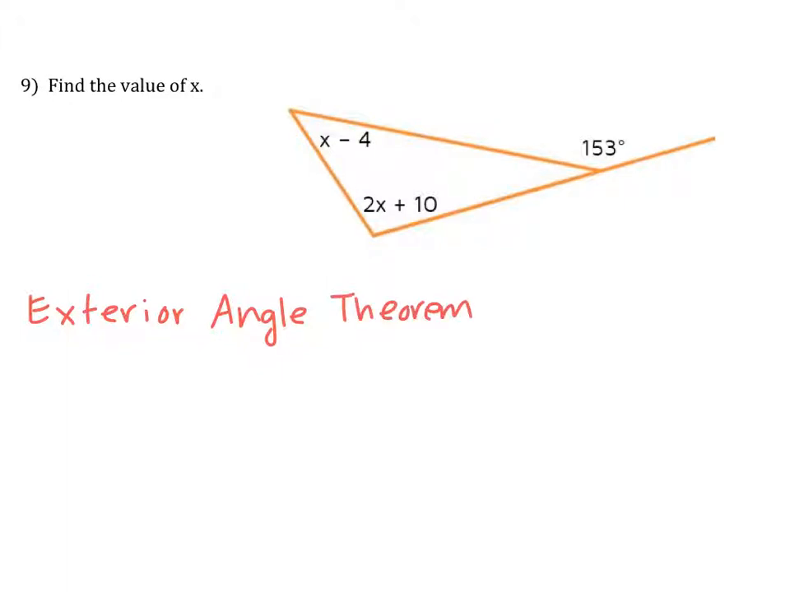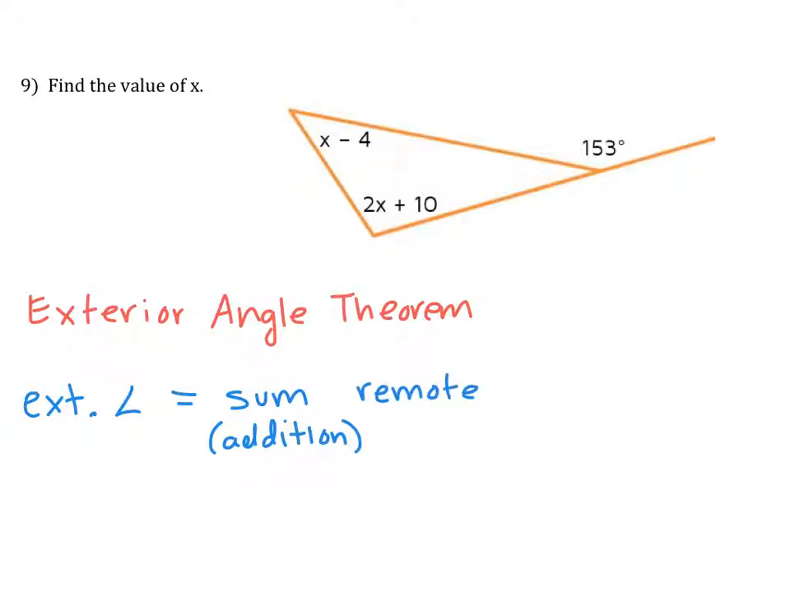So this theorem stated that the exterior angle should equal the sum, which is addition, of the remote interior angles. And remote, remember, means far away. So 153 is our exterior angle. It's on the outside of our triangle.